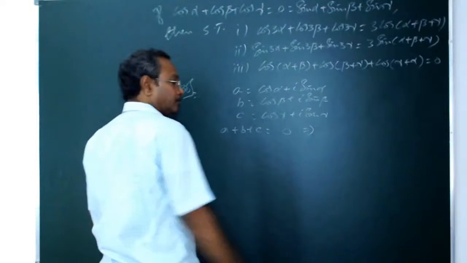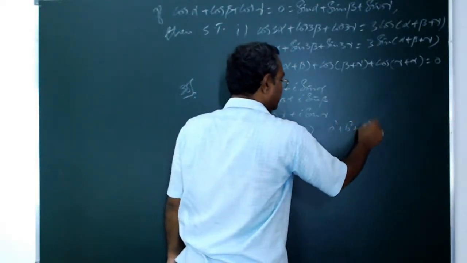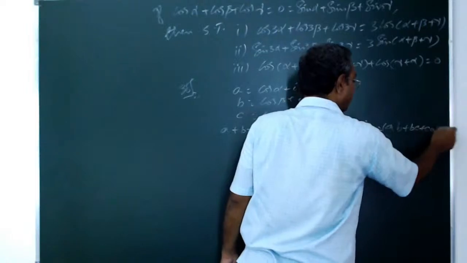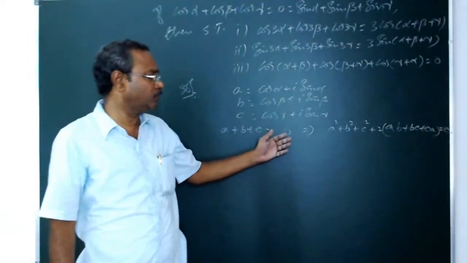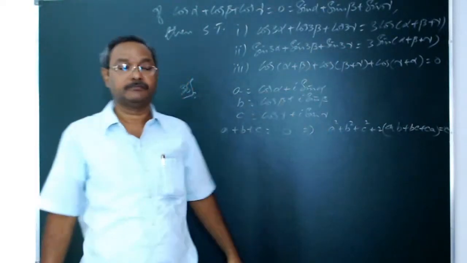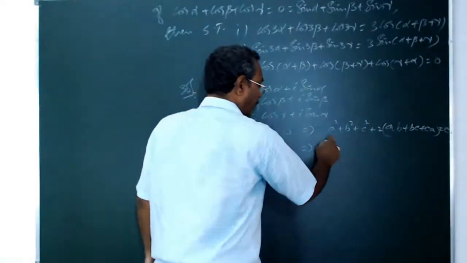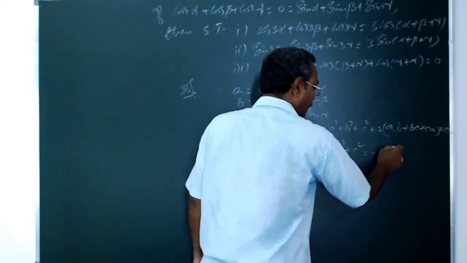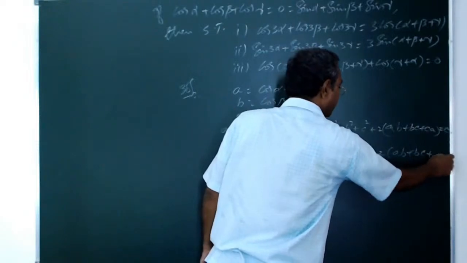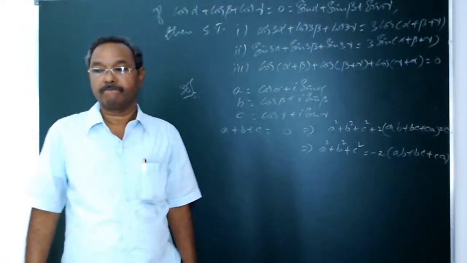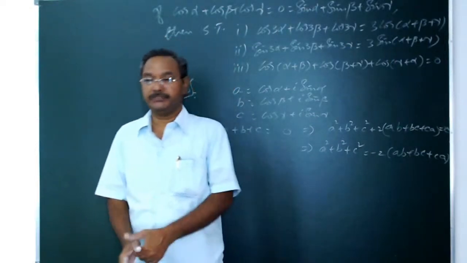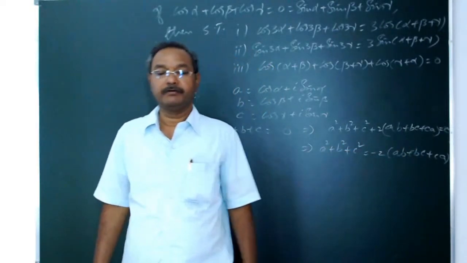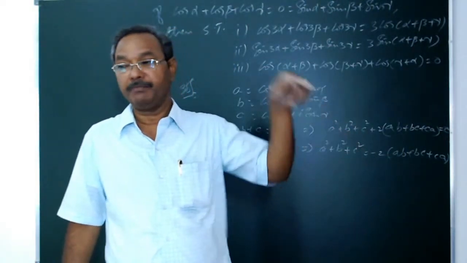This implies A plus B plus C whole square is equal to 0, that is A square plus B square plus C square plus 2 times AB plus BC plus CA should be equal to 0. Or you can write it as A square plus B square plus C square is equal to minus 2 times AB plus BC plus CA. And look at this structure. If you take out ABC as a common factor, that becomes 1 by A plus 1 by B plus 1 by C.